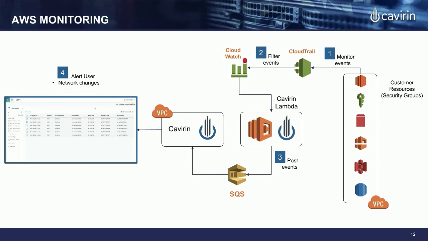Based on the CloudWatch filters, we have a Cavirin Lambda function that is posting events based on evaluating those events from a security or threat perspective. If the filter matches what we are looking for, step number 3 is about publishing a filtered list of events to the SQS queue, the Simple Queue Service queue, which is what the Cavirin server is listening to, and it presents them to the user in the dashboard. So that's the blueprint for how monitoring works behind the scenes.